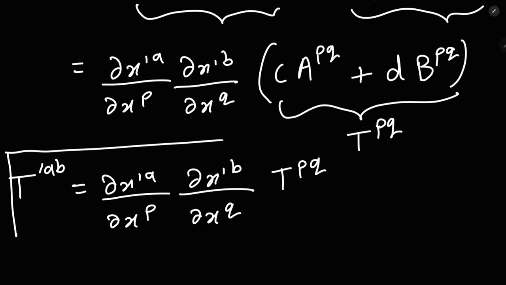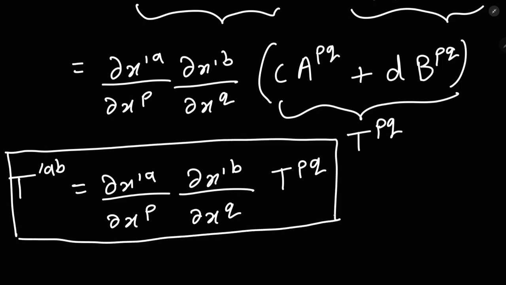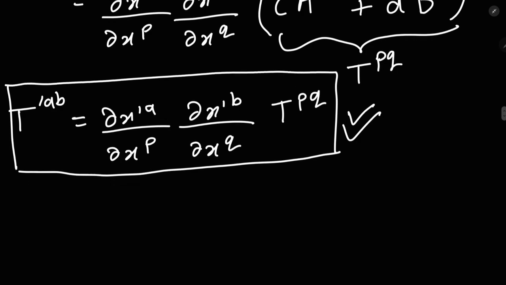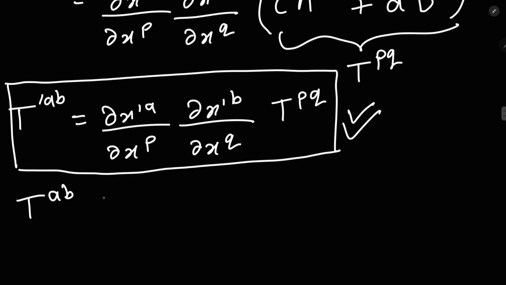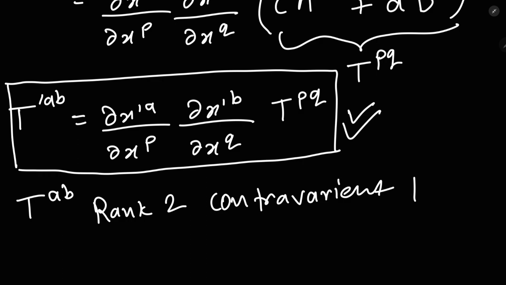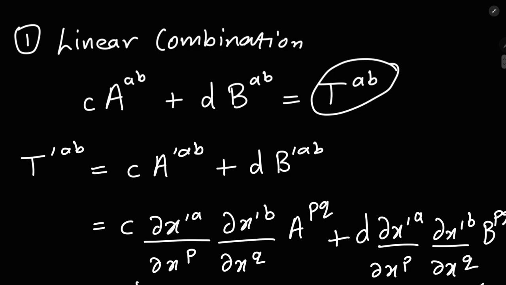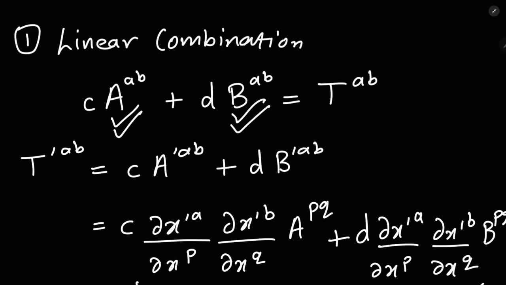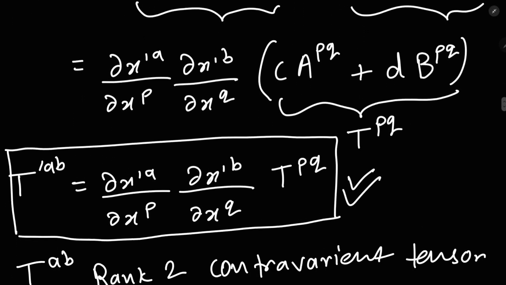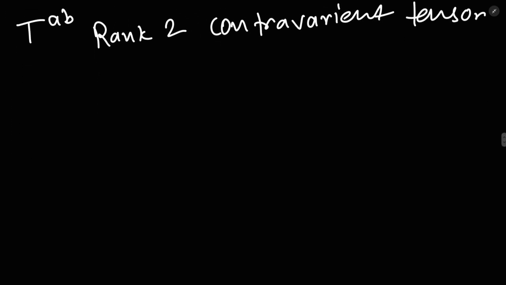Now if you see how this is transforming, we can conclude that T^{AB} is indeed a rank 2 contravariant tensor. So we proved that the linear combination of two tensors having the same upper and lower indices is also a tensor. Now let's move on to the next property. It is the direct product between two tensors.